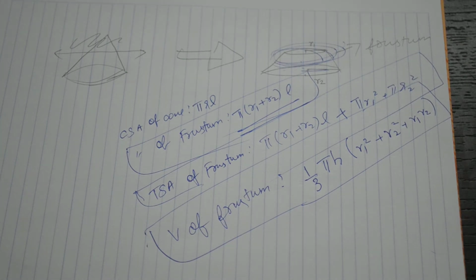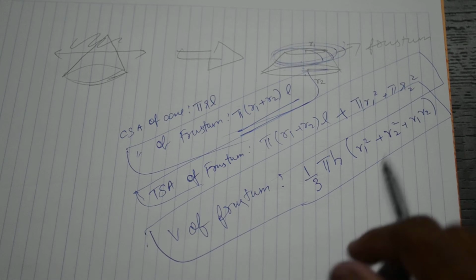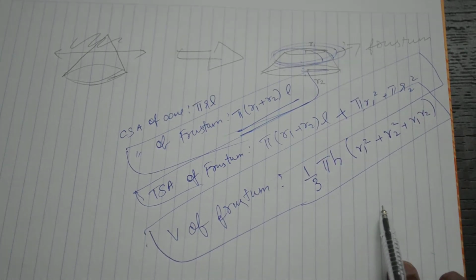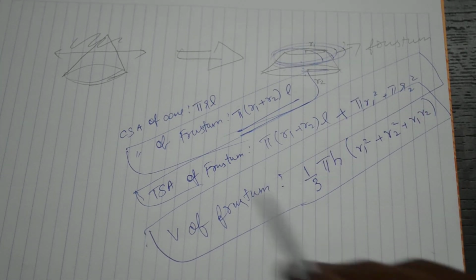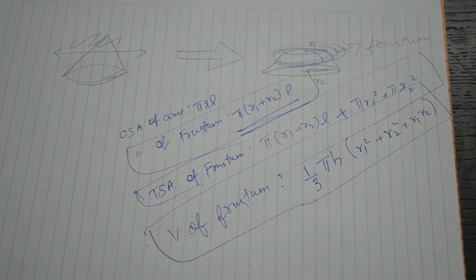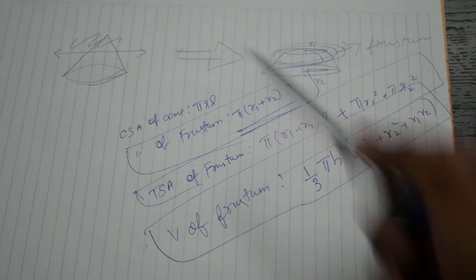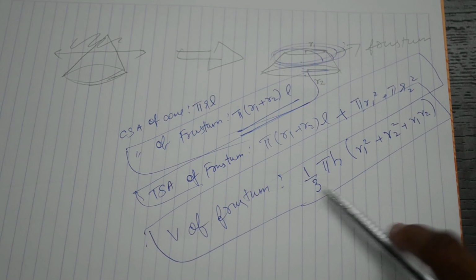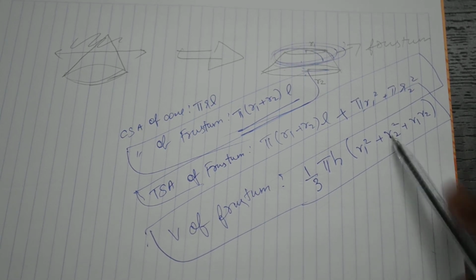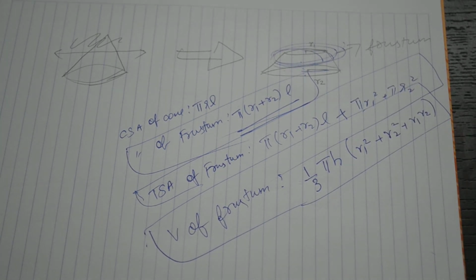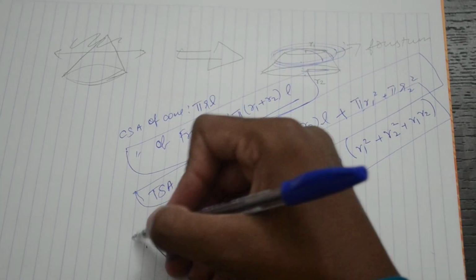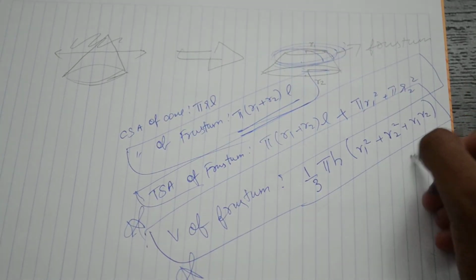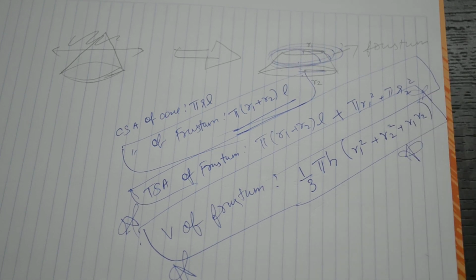You learn these three, and you're guaranteed to get 4 out of 4 in your surface area and volume chapter, because one frustum question is confirmed every year. Find a year where it didn't come, and it'll take you 3-4 hours. You have to go all the way back to the 1999 board paper, where this chapter wasn't in there. But that's basically it: 1 by 3 pi h (r1 square plus r2 square plus r1 r2). This formula is the most important, because most of the time they ask you a volume question only. So please do learn this.